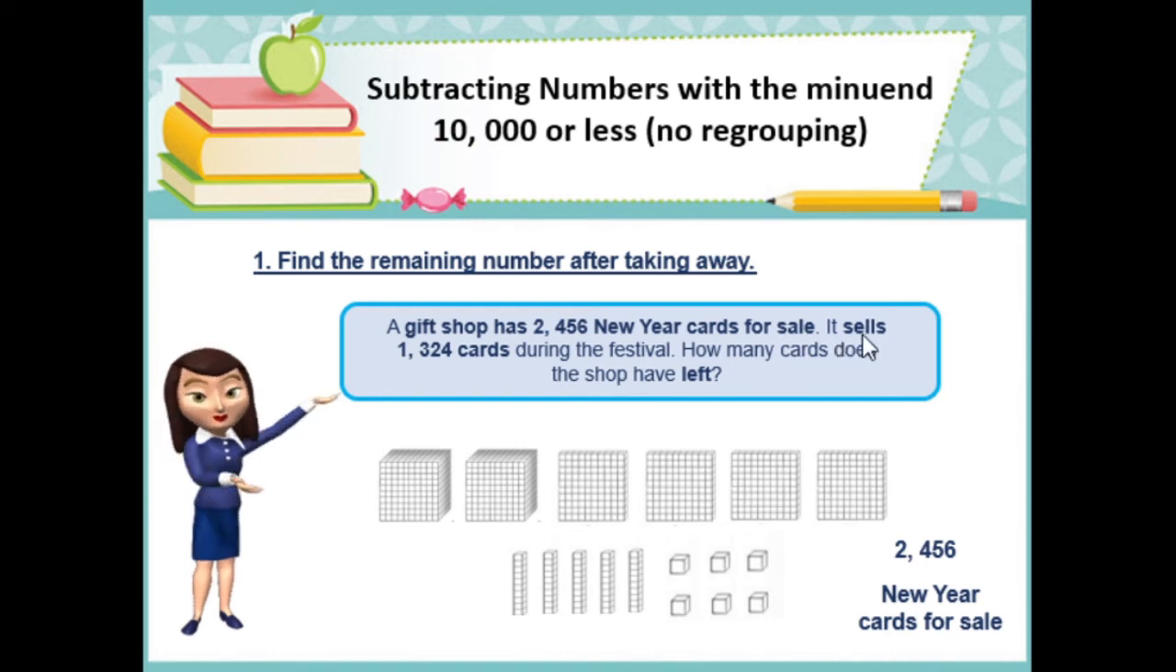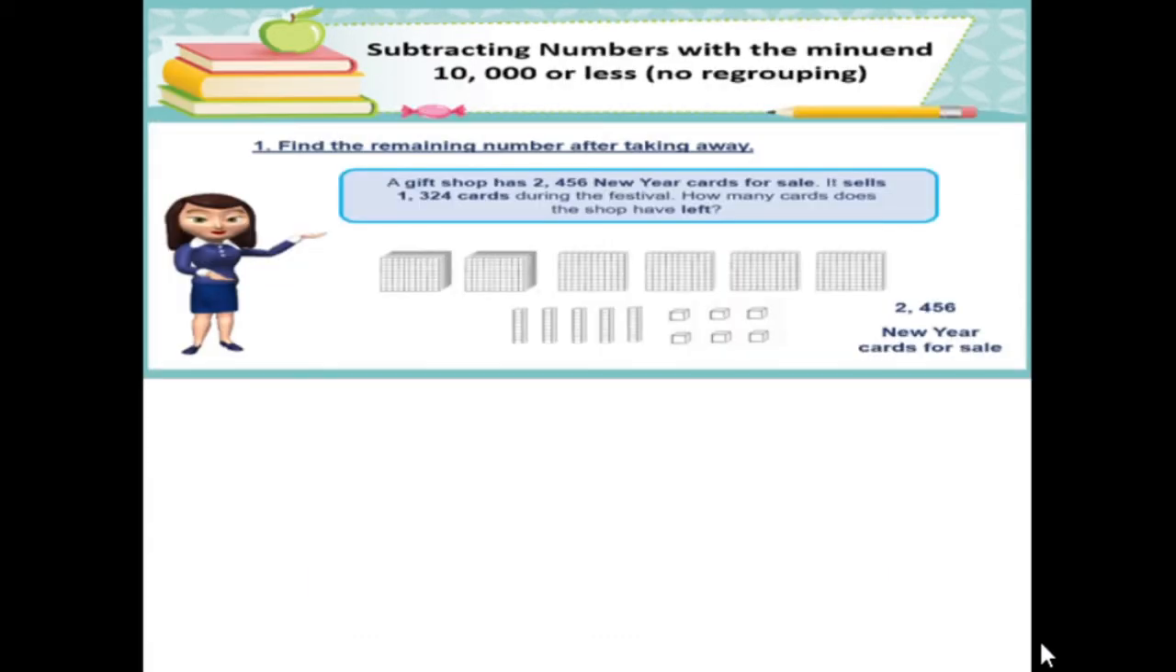Now the shop sold 1,324. Now let's take a look at this one. The shop sold 1,324. So it's not theirs anymore. So let's try to take away 1,324.